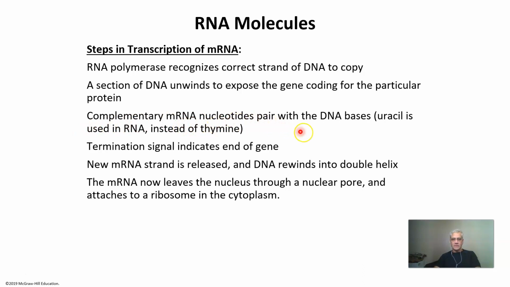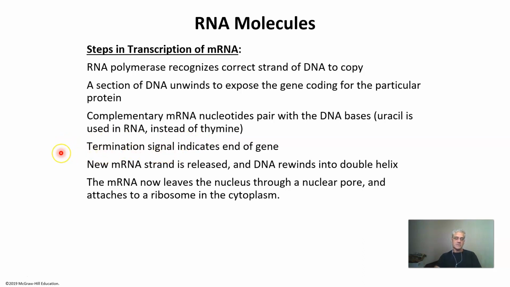Complementary mRNA nucleotides pair with the DNA bases, but remember, uracil is used in the RNA. In making the RNA, uracil is used where it would normally require thymine. We're going to see how that works.